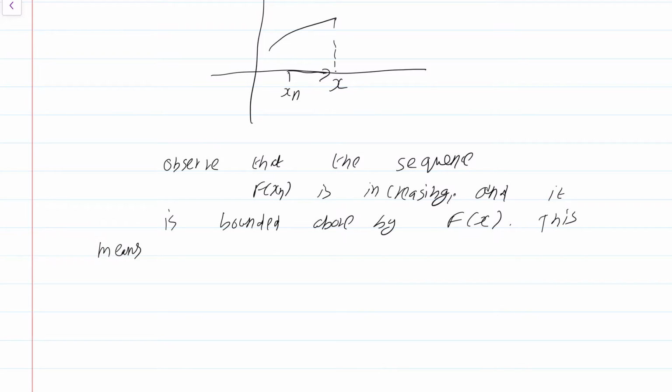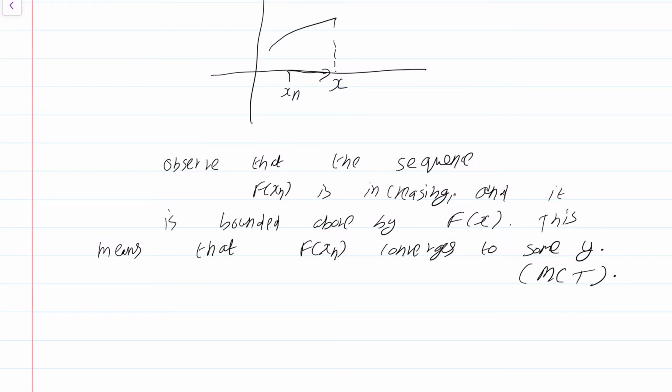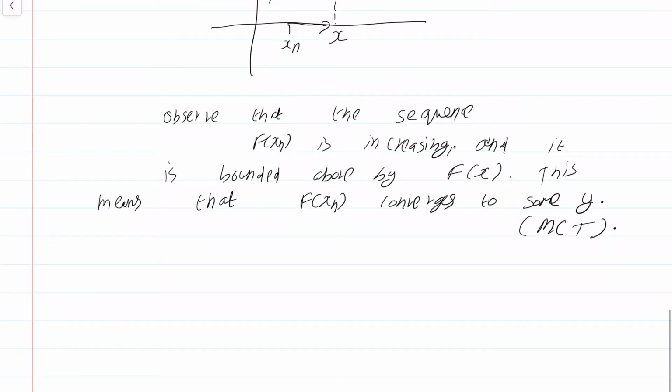This means that f of x_n converges to some y. Why? This is the monotone convergence theorem. If you have an increasing sequence that is bounded above, then it is convergent. Now this y need not be equal to f of x. There is no reason on earth why this y should be equal to f of x. I'm not going to claim that at all. All I know is that f of x_n converges to y.